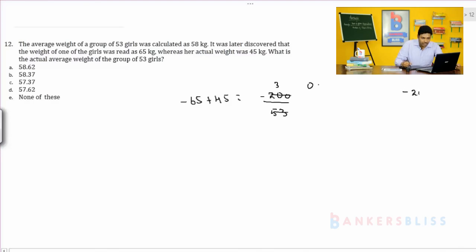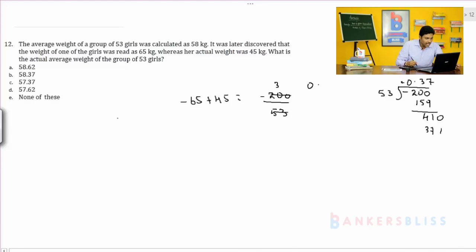So minus 20 whole divided by 53. 0 point 200. 53 threes are 159. So 41, 0. So next 5 8s are 40, but 3 8s are 24, which is more than 410. So you take 7s. 7 3s are 21, 2 carry over, 7 5s are 35, 36, 37. So 0.37, minus 0.37 you have to do.